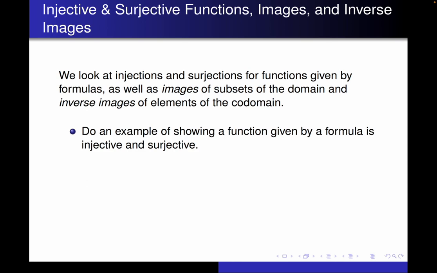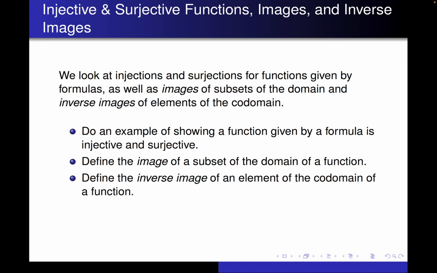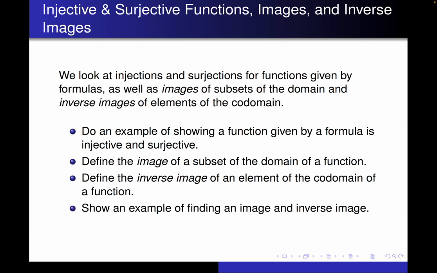So first we're going to do an example of a function given by a formula and showing that it is injective and surjective. We're going to define what it means to be the image of a subset of the domain of a function. And then we're going to define the inverse image of an element of the codomain of a function. And then finally, we're going to show an example of finding an image and inverse image in an example function.